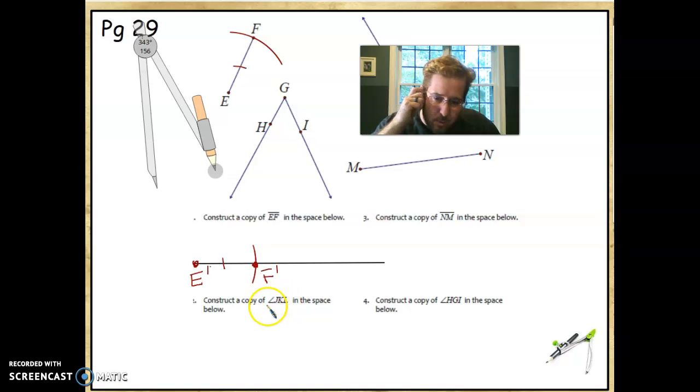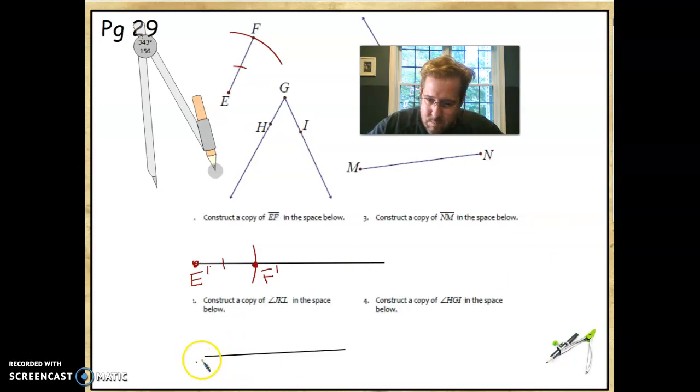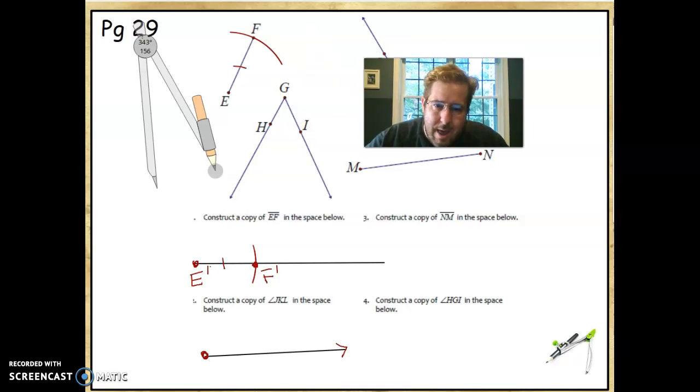Create a copy of an angle. So construct angle JKL. So let's do that. I'm going to give myself a ray to begin with. So giving myself an endpoint and one arrow in one direction. So JKL, where's that one?